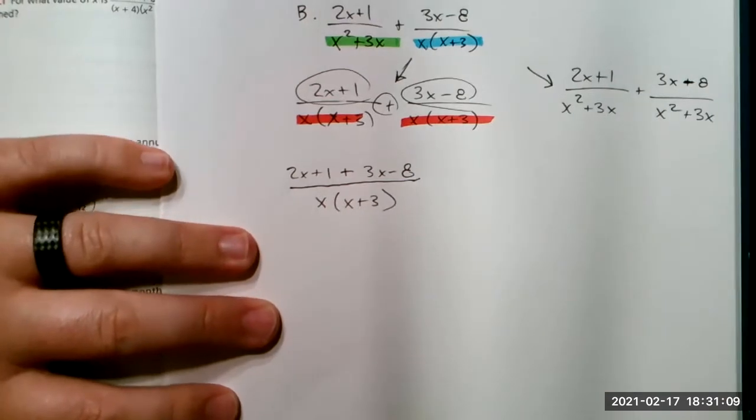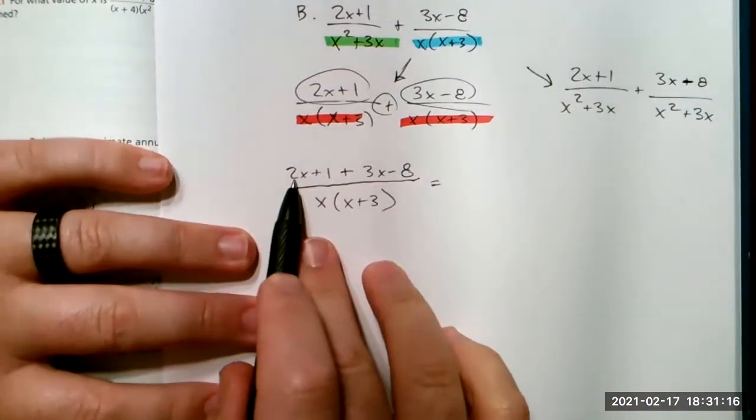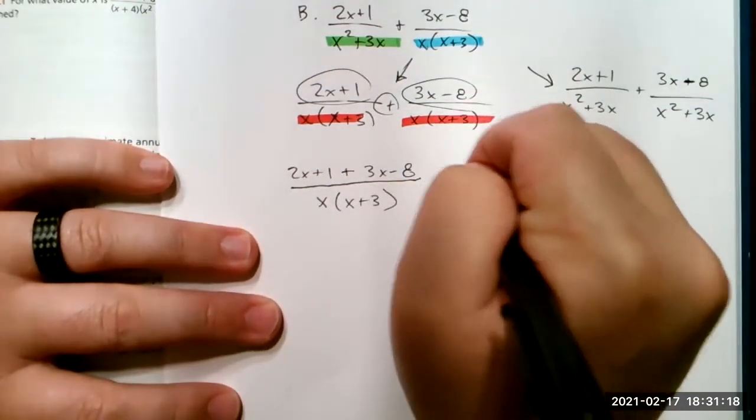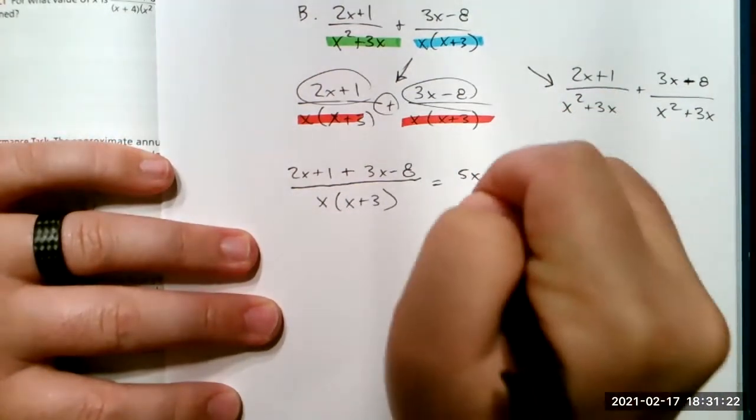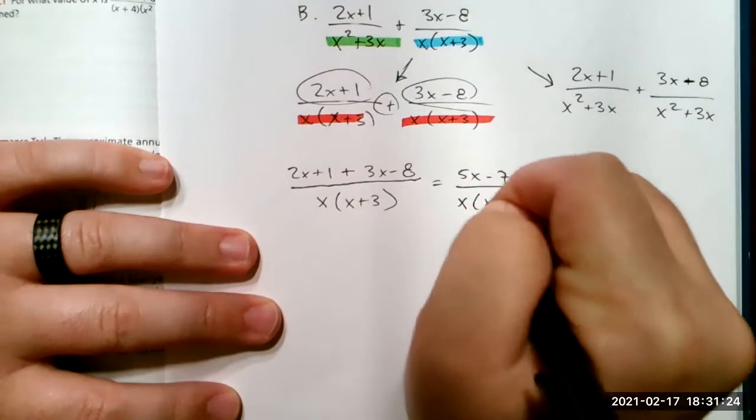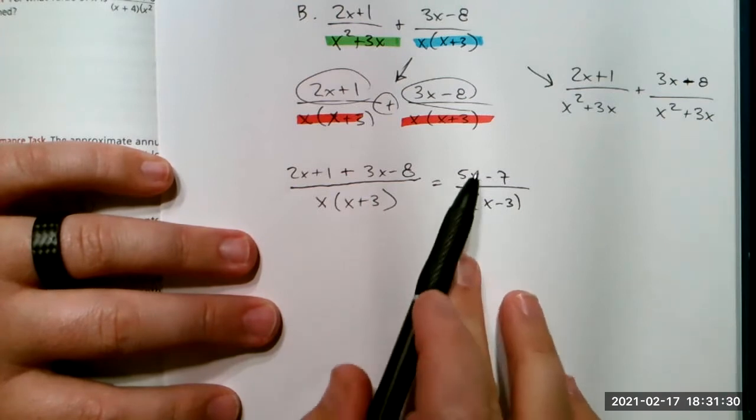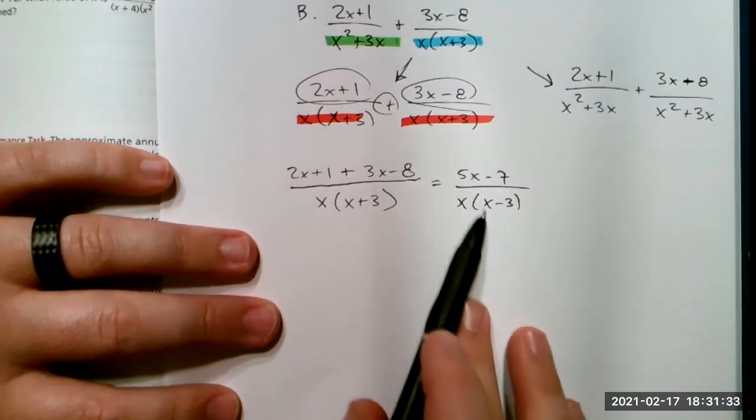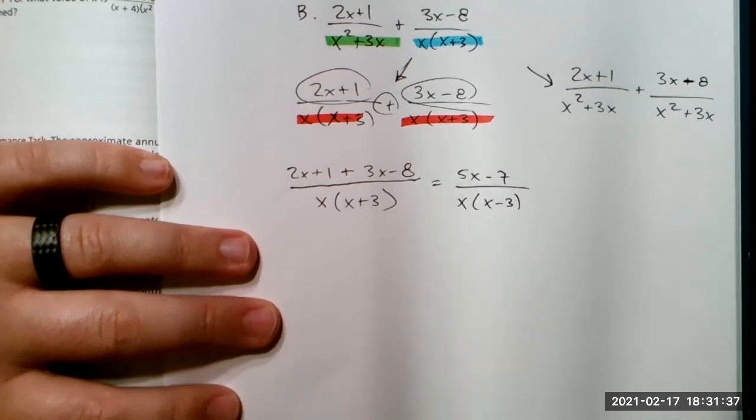And then at this point, now everything is kind of in its place. Now I can just add like terms. So I've got a 2x plus 3x, so that's a 5x. I've got a 1 minus 8, so that's negative 7. And in my denominator, x times x plus 3. There's nothing else I can do. There's nothing I can factor. There's nothing I can GCF out. There's nothing I can do to simplify this fraction overall.